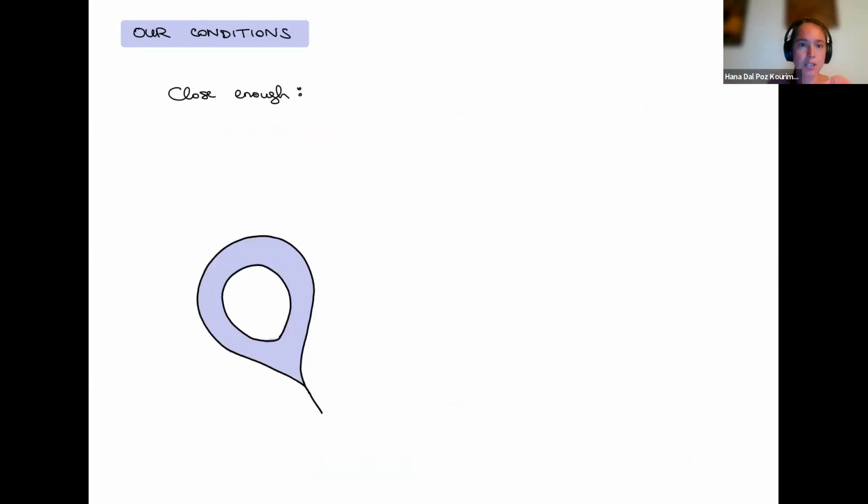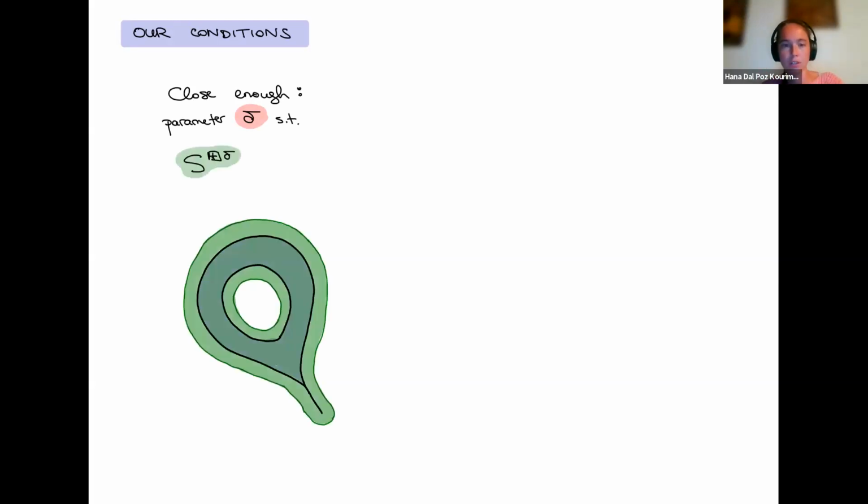So close enough means that if I start with my set S, then I take a parameter delta, and I consider the delta offset of this set S. And then my sample P is delta close to the set S if it's within this offset.